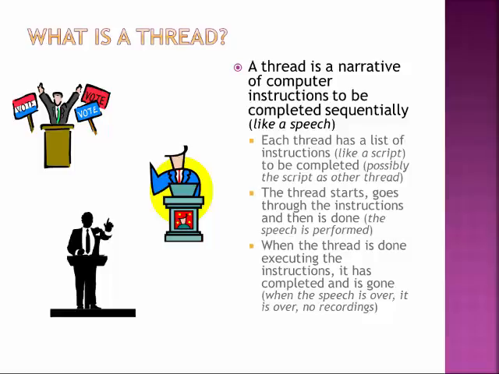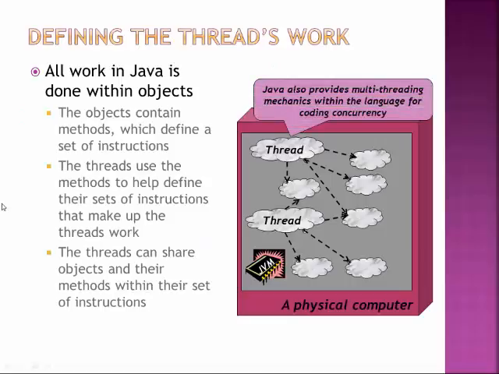Now, like a speech, when it's over with, it's done. A thread is not a method that gets reused and recalled as much as it wants to. It's not like every other method. A thread is a very special type of method that runs one time, and then the results of that is finished. We'll see how that gets put into the language here in a little bit. So since Java is an object-oriented language, all work inside of Java happens inside of objects. So a thread is another special type of object.